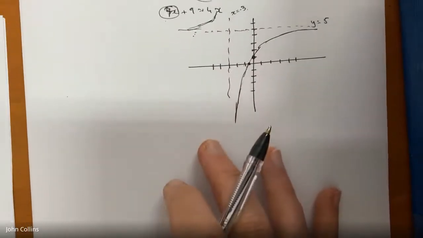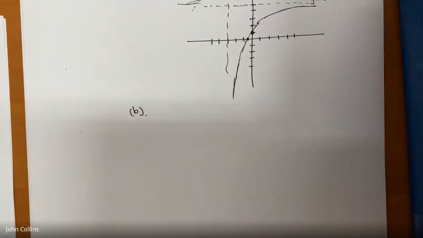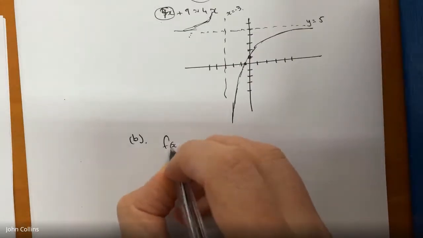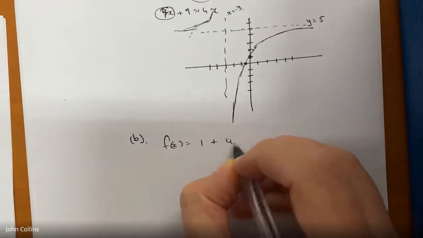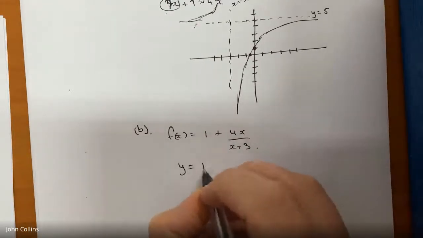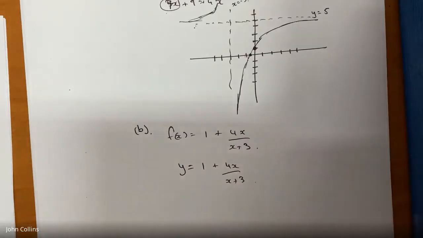So that's part A done. Let's look now at part B of this question. Find the expression for f inverse. So here's our original function, x plus 3. And now I've got to find x as the subject pretty much, and then swap the letters.